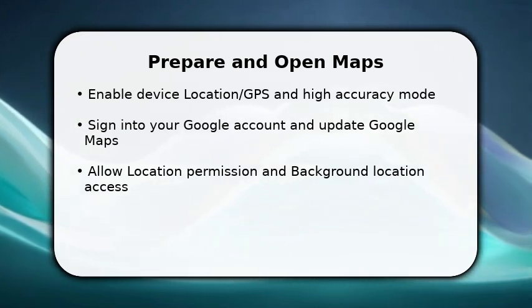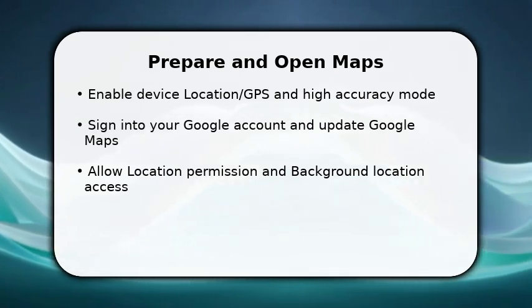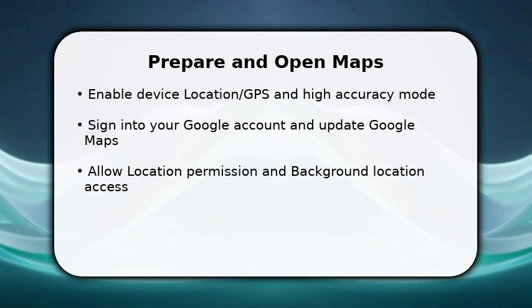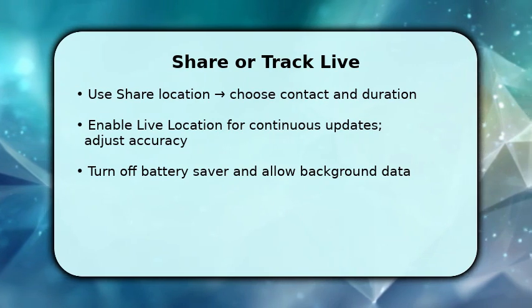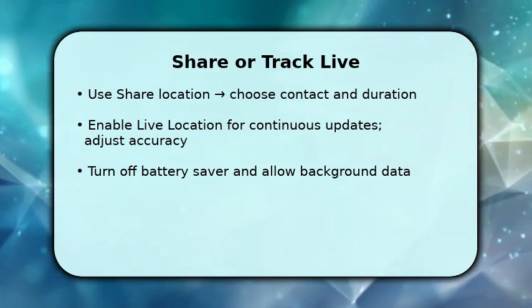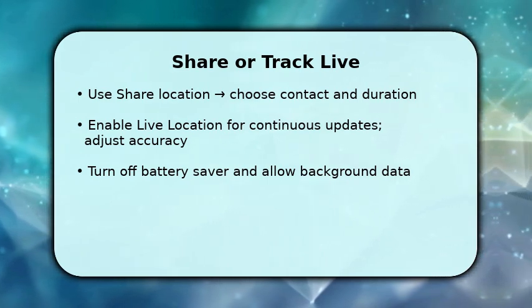Now tap the blue dot to center the map and verify your position is current before moving to sharing or history features. Next, you choose whether to share live location or rely on your timeline. To share, tap Share Location, pick a contact, and set duration. Live location continuously updates the recipient.